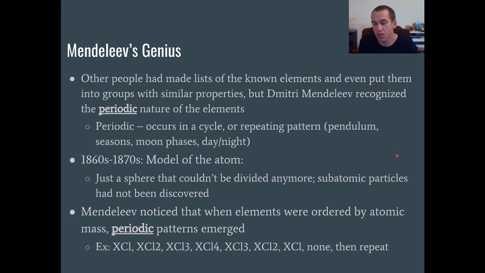So if he had his elements arranged by atomic mass, he noticed the first one would react with chlorine in a 1-to-1 ratio. Then you would get a 1-to-2 ratio with the next element, then a 1-to-3, 1-to-4, 1-to-3, 1-to-2, 1-to-1, and then none. So he would see all of those things happening with his elements, and he's like, okay, so that's a pattern that repeats. So the next time I see something that reacts in a 1-to-1 ratio with chlorine, I'm going to go ahead and start a new row on my table, because I'm starting a new period, I'm starting a new cycle.